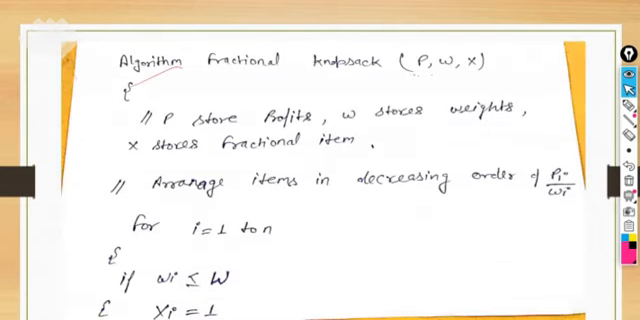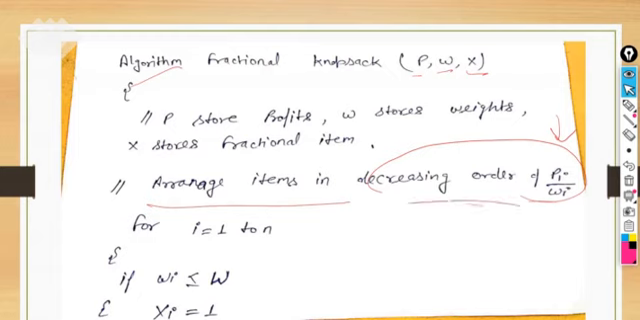This is the algorithm. Here P is profit, W is weight, X is the item that you have to take. First step that you have to do here: arrange all these things in decreasing order of profit per unit weight. You find the profit per unit weight, then arrange all the values in decreasing order and select one by one from maximum to minimum.